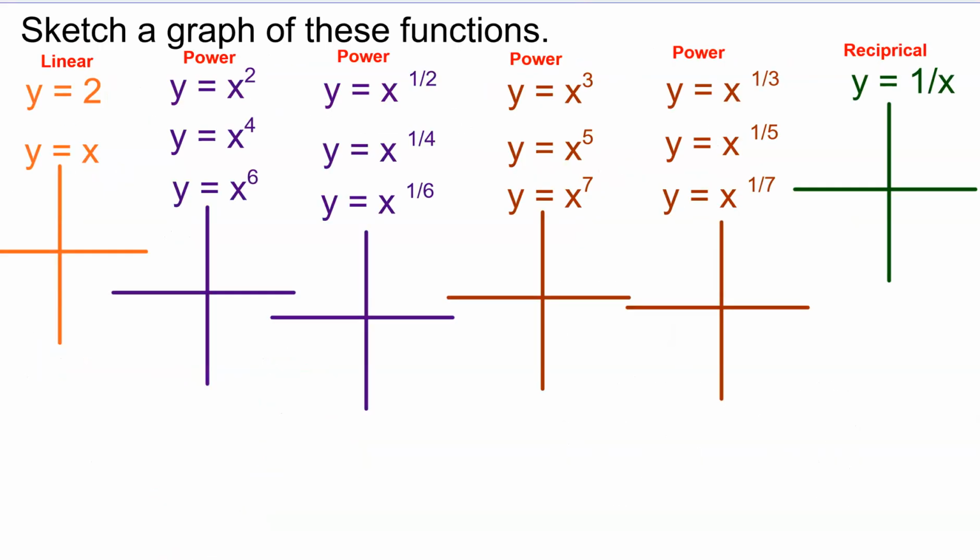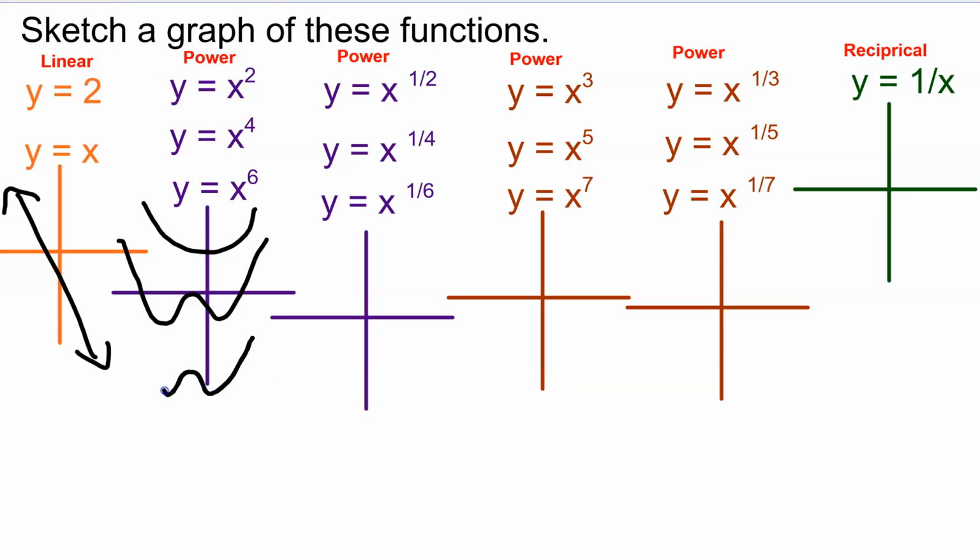So this is the last screen that I want to go over on this one. Sketch a graph of these functions. A linear is just a line, and a lot of you know how to do that already. X squared is going to be a parabola up or down. X to the fourth is similar to a parabola, except it's going to have some bumps in it. And x to the sixth will probably have some more bumps in it. It'll actually have 5 turning points. It's one less than the exponent if you look at that.